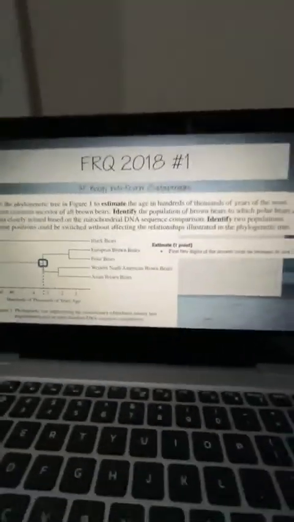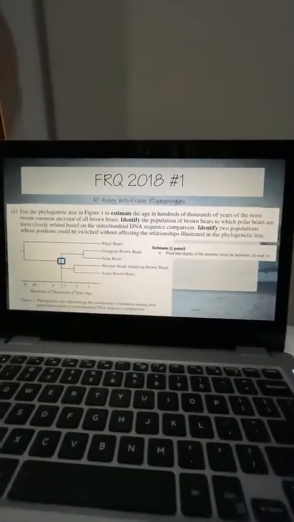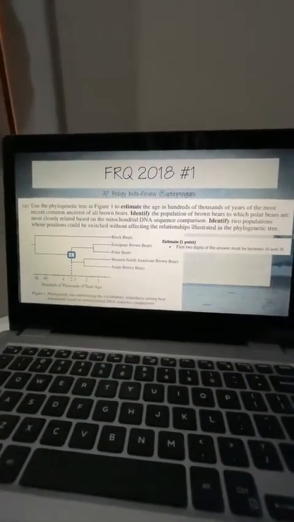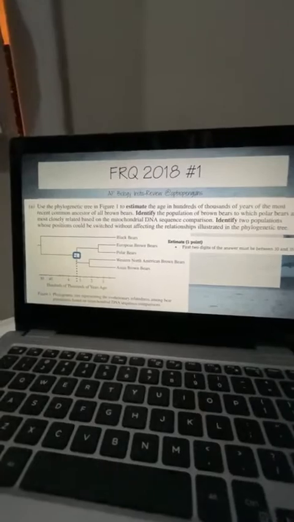Okay. So we then had to identify the brown bears to which polar bears are most closely related in mitochondrial DNA sequence comparison. Okay.